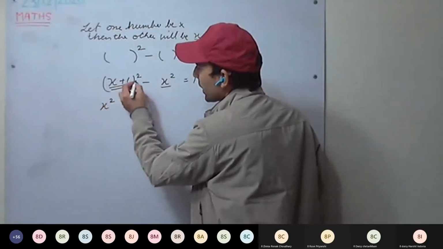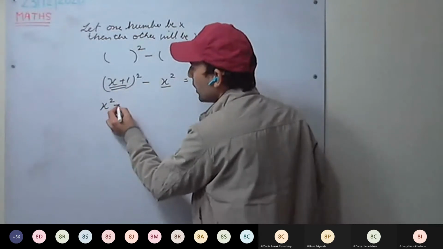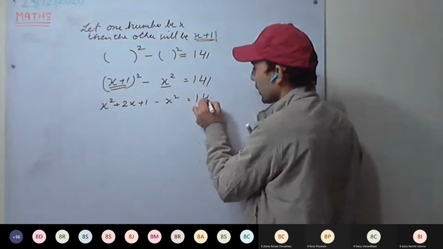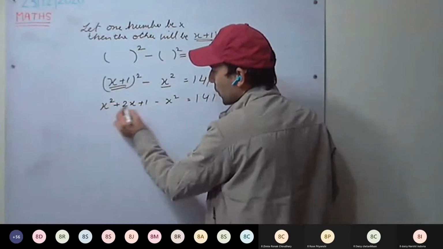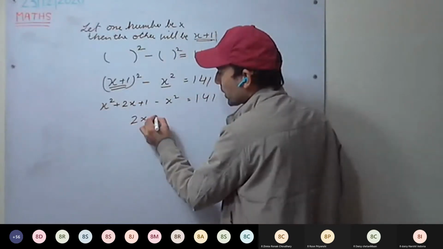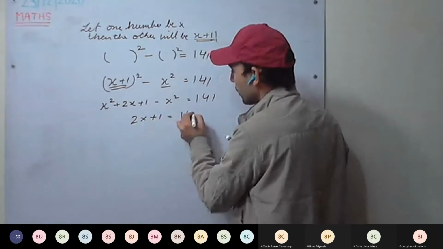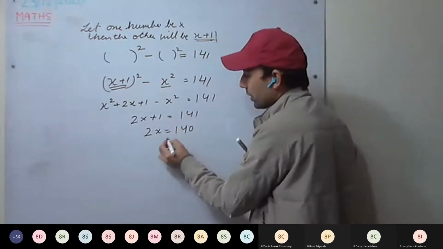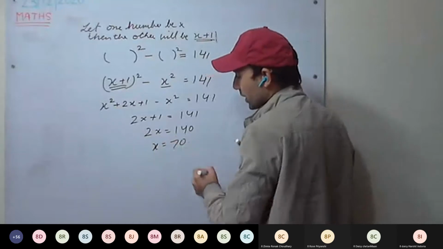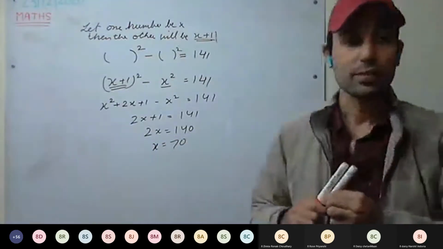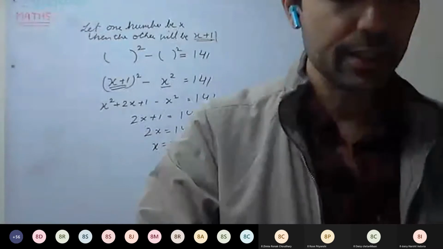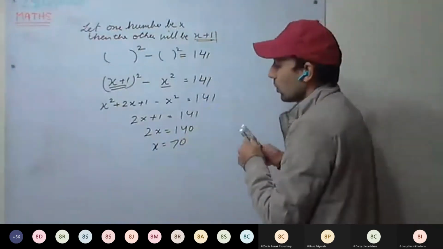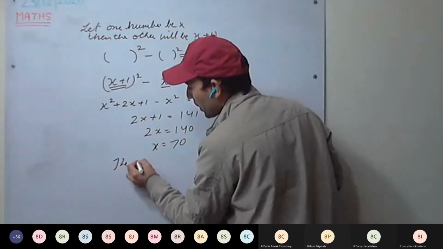x plus 1 whole square, x square plus 2x plus 1 minus x square equal to 141. So x square gets cancelled, 2x plus 1 equal to 141. 2x equal to 141 minus 1, 140, x equal to how much? 70. Okay. Now read the question, what do you have to find? Find the numbers. So which numbers do you have to find? Both the numbers.